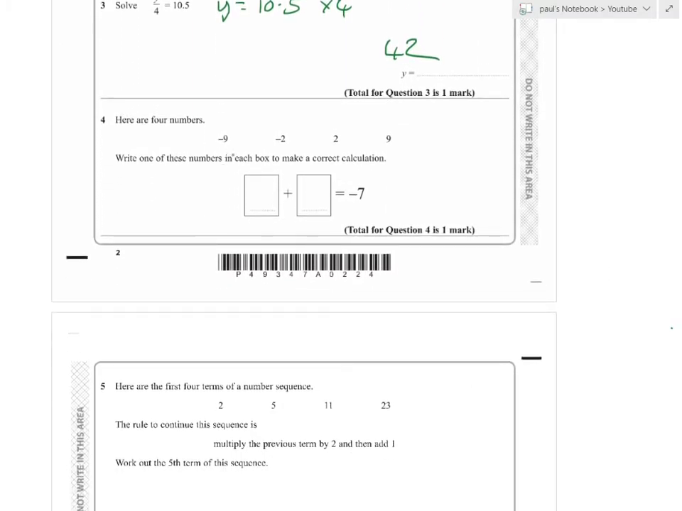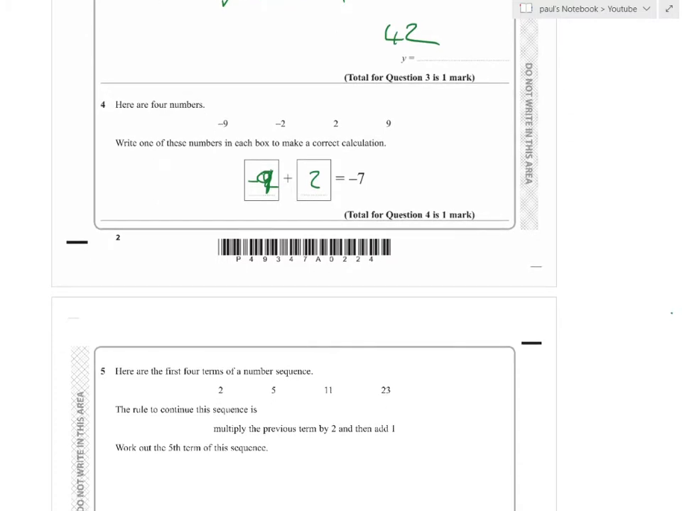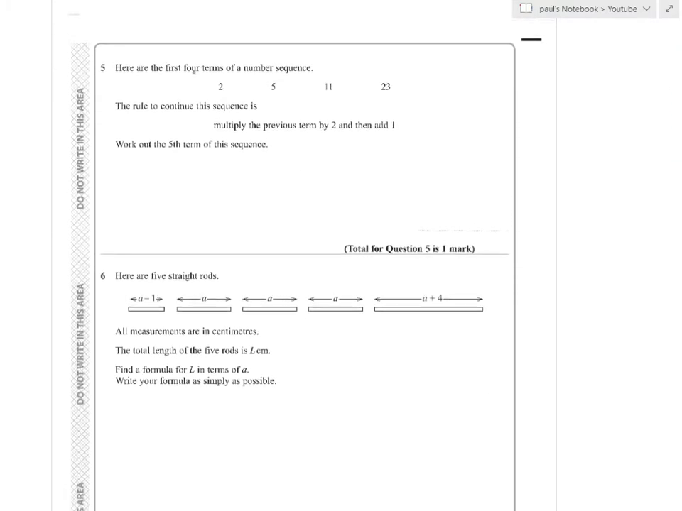4 numbers. Which one of these numbers in the box makes the correct calculation to minus 7? So minus 9 plus minus 9 plus 2. First 4 terms of a number sequence. The rule to continue is multiply the previous by 2 and then add 1. So what's the next term? So 46 add 1 is 47.